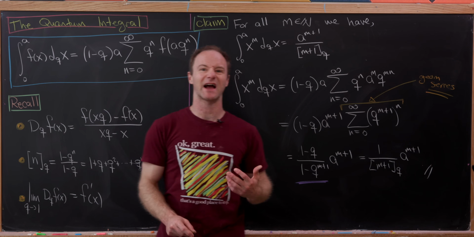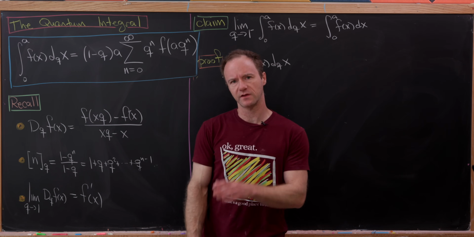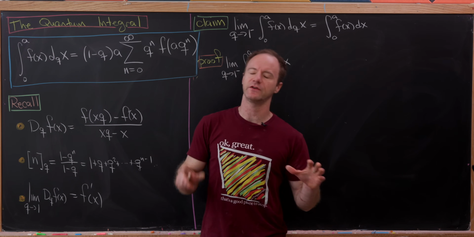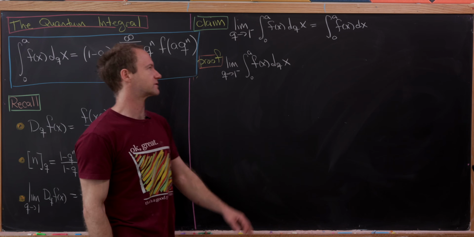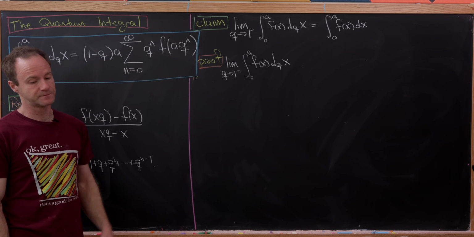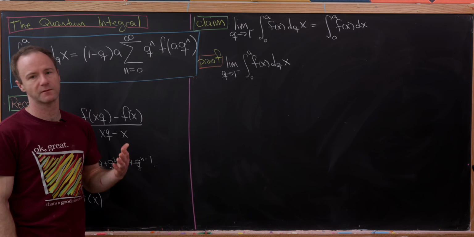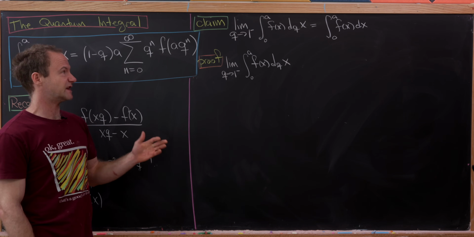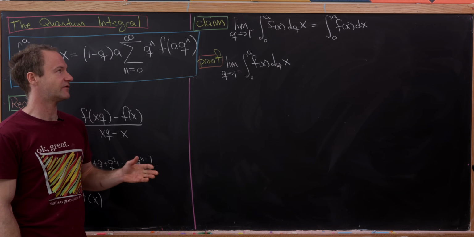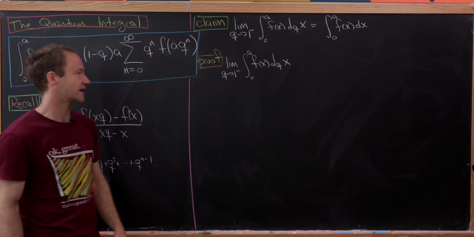Okay, so now from here, we'll show that the limit as q goes to 1 of this quantum integral is in fact the normal integral. So now we'll look at this result involving the quantum derivative and the normal derivative, and we'll prove the corresponding result involving the quantum integral and the normal integral. So let's get to it. We'll show that the limit as q goes to 1 from below of the integral from 0 to a of f of x dqx is just the normal integral from 0 to a of f of x.